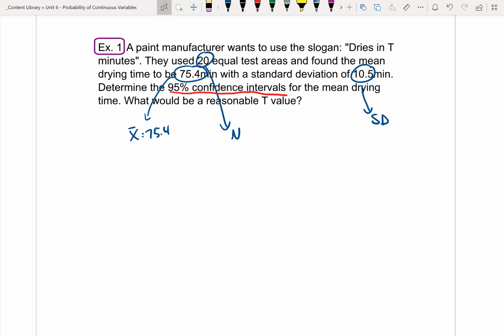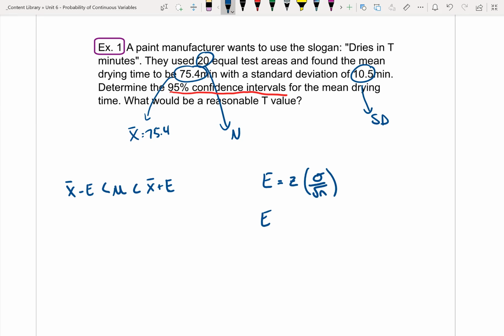So if I'm trying to find my formula or my intervals, where I'm going to have x bar minus the margin of error, then my mu, or the mean, x bar plus the margin of error, I need to first figure out my margin of error. So my e value, in this case, because I'm given z-scores and I'm given standard deviations, my margin of error formula is going to be z times the standard deviation, divided by the square root of n.